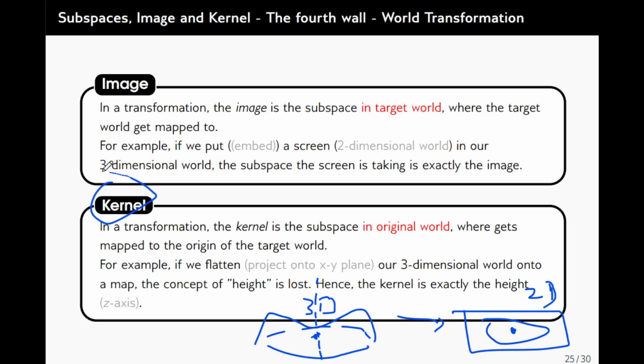So the kernel is the information lost. Height is the information lost. In particular, if you look at what gets mapped to the origin, then you can see what thing is lost. Okay, so that's the kernel.